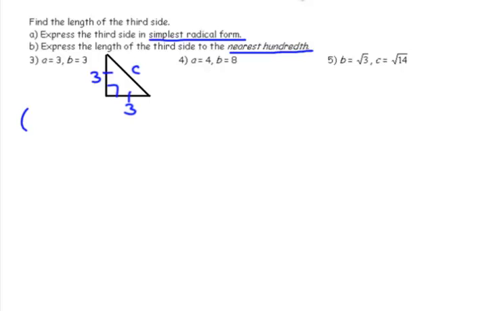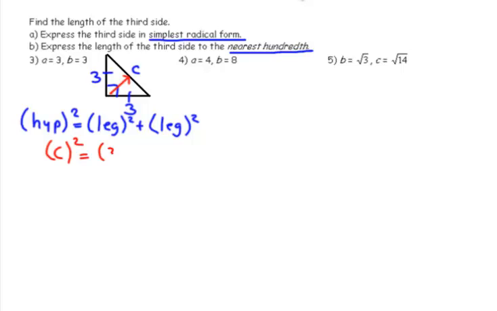So here again, it's the hypotenuse squared equals the sum of the squares of the legs. We want to start off by identifying our hypotenuse. From the right angle, draw your arrow over to that side. There it is, C. As we substitute this in, we have C squared equals 3 squared plus 3 squared. So C squared equals 9 plus 9. C squared equals 18.